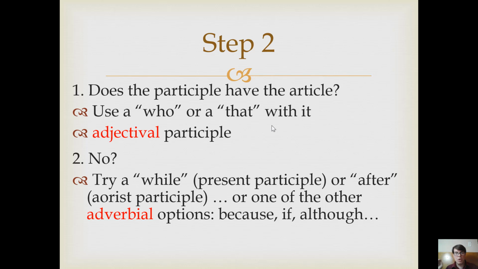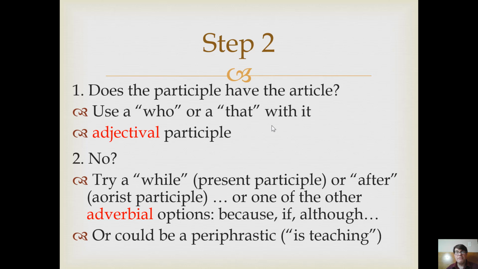If it doesn't, try while or after. Okay? Now, there's also another option called periphrastic, like Ken is teaching. There's going to be a form of the verb to be, like is, and then you're going to have an ing word like teaching. Not that difficult. Usually, a periphrastic you're going to translate naturally just by translating the words. But step 2 has to do with finding out what kind of a participle it is.